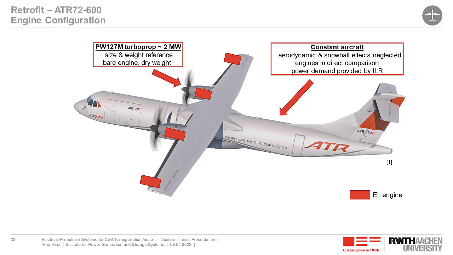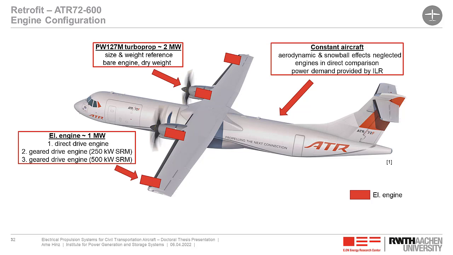Our reference engine is a Pratt & Whitney PW127M turboprop, which can provide a propulsion power of up to 2 megawatts. It's a reference for size and weight for our electrical engines, and we refer in this case to the bare engine dry weight, as it is given in the certification datasheet. The electrical engines will provide a power of 1 megawatt each, and we will examine 3 different variants. The direct drive engine, the gear drive engine with 250 kilowatt SRMs, and the gear drive engine with 500 kilowatt SRMs.